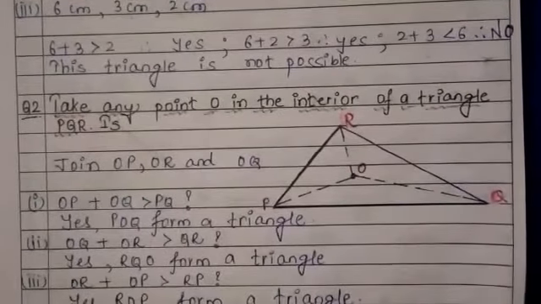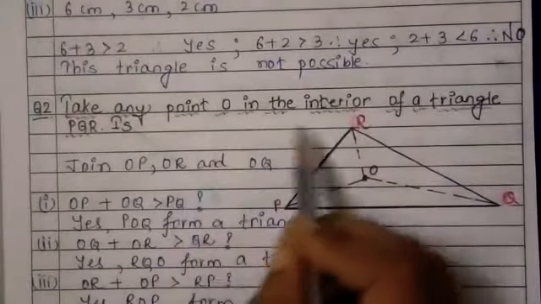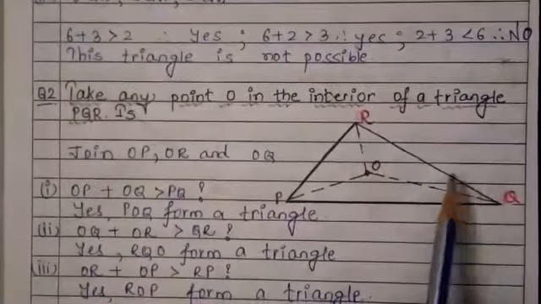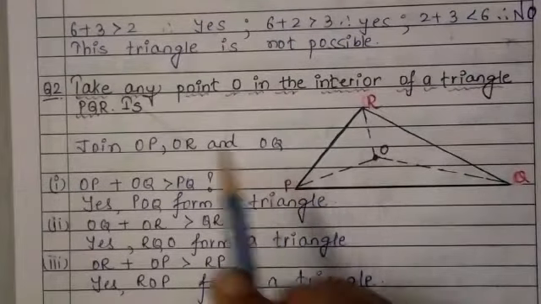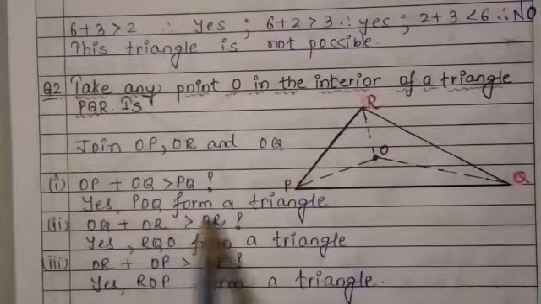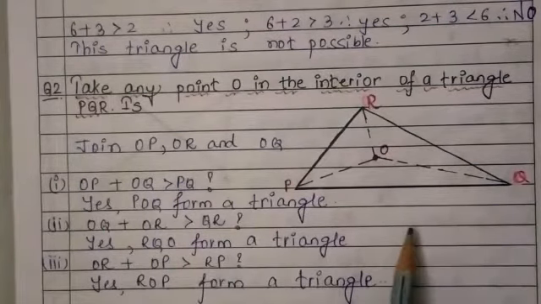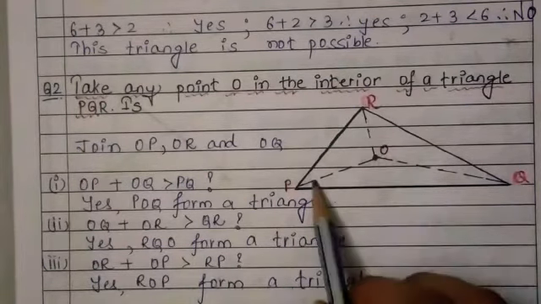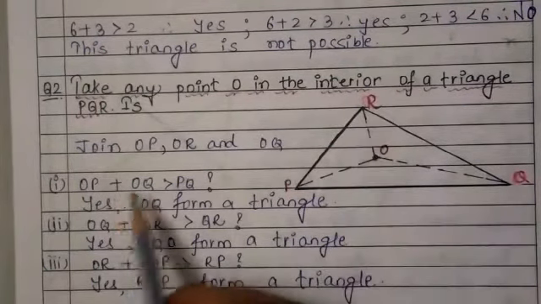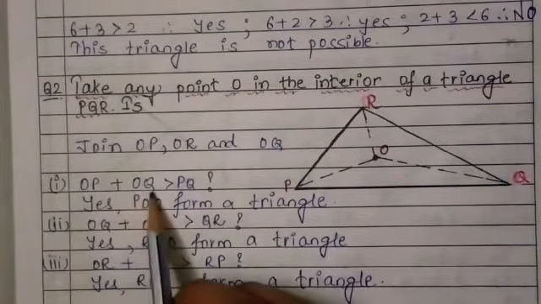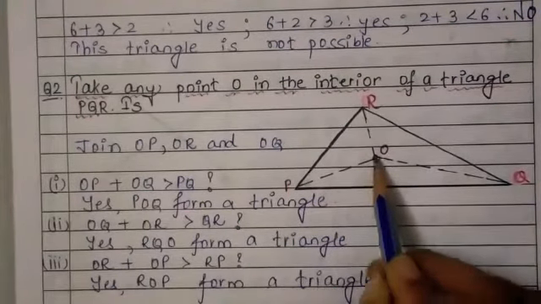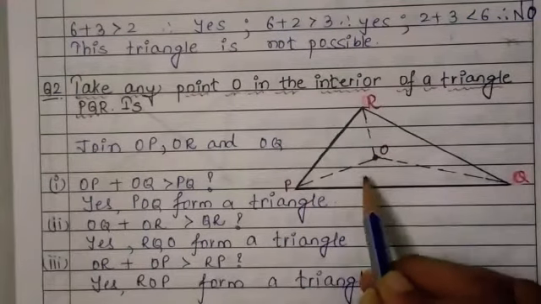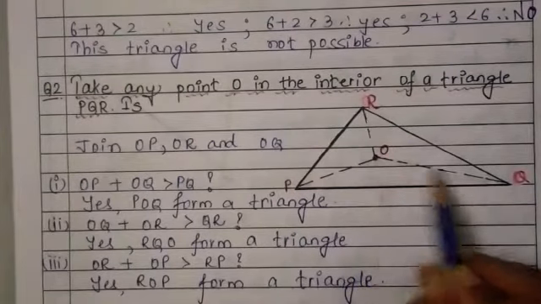Okay, let's move on to the next question. Take any point O in the interior of the triangle. Okay, fine. So we are provided with the triangle and we are asked to take the interior point, and then we have to check whether the formation of triangle can take place or not. Fine. So here I have joined O with P, O with Q and O with R. So now next we need to measure OP plus OQ. That is OP and OQ. It should be greater than PQ. Then and only then triangle OPQ or POQ is possible.